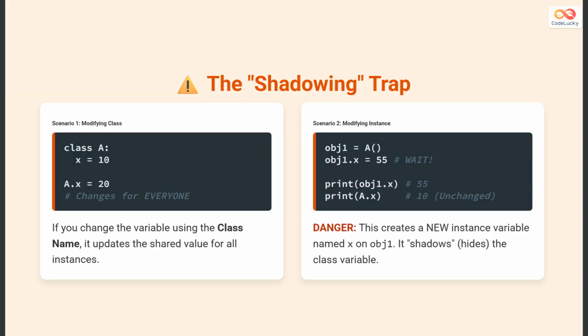Be careful with this common trap called shadowing. If you change a class variable using the class name, it updates for everyone. But if you try to change it using an object instance, Python creates a new instance variable on that object instead. It hides, or shadows, the shared class variable for that specific object only.